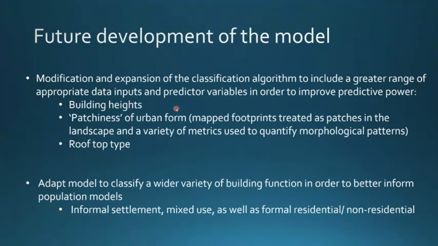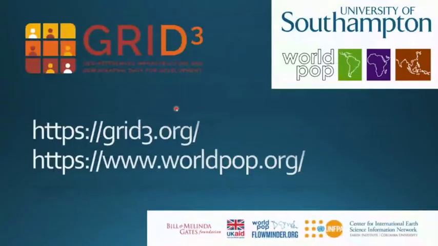But the bottom line is, at the end of the day, we want to adapt the model a bit more to classify a wider variety of building function in order to better inform the population model. So instead of it just being a binary residential, non-residential, we want to be able to identify mixed-use buildings and informal settlements, most importantly. I would direct people to the Grid3 website and the WorldPop website, please do. And as I say, there will be a paper coming out in the next few months, which details this work in much more detail. Thank you.